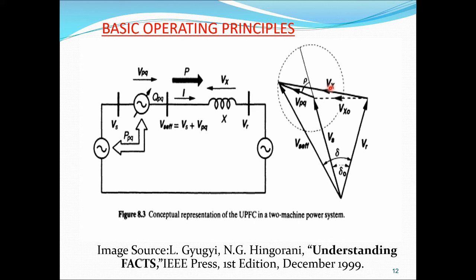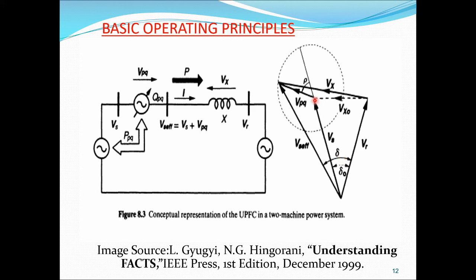Observe that this particular phasor diagram plays a crucial role in terms of basic operating principles. It is only one line, with a sending end, a receiving end and reactance X. But when I add some source here, the effective voltage changes. That is VS plus the injected voltage VPQ. Initially VS and VR will have some angle of delta naught. When I add some VPQ, it gives VSEF, which has a new angle, delta, and joins to the Vx here.